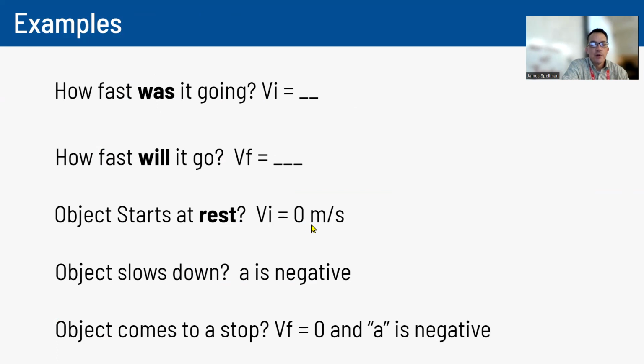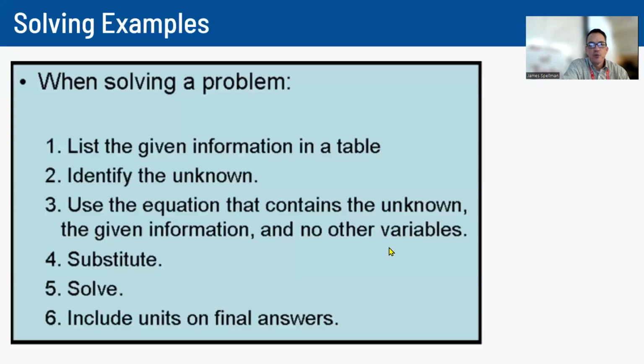And if it's at rest, it's not moving, so it has no speed. If the object slows down, then we know that the acceleration ends up being a negative value because its final velocity is smaller than its initial. And if an object comes to a stop, that means its final velocity is going to be zero. And during that time frame when it was stopping, it would have been slowing down, so its acceleration value should be negative as well. So just some common things to keep in mind, and also ways to interpret some questions.